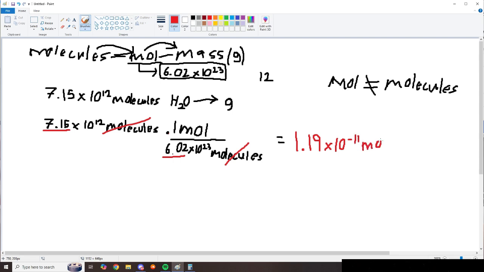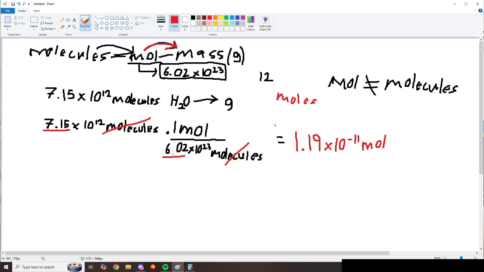moles of H2O. And we don't write moles like M-O-L-E-S. We write mol. It's just the unit for moles. It's very similar though. It's easy to get confused. Yeah, so now that we have it in moles, we could go to mass.